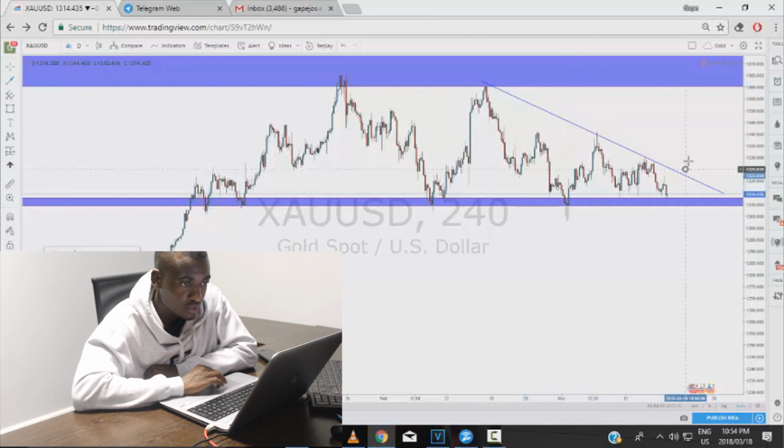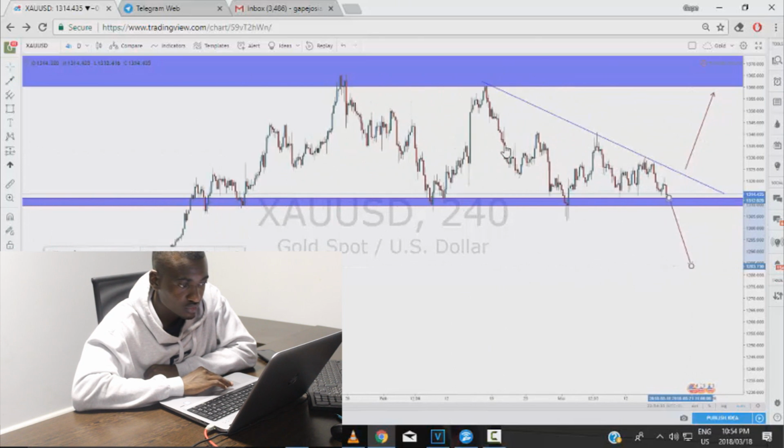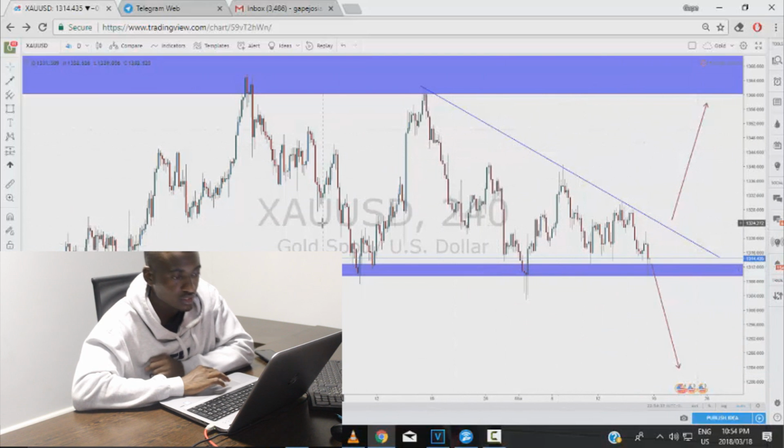If we break on top here, we're going up to that next high. If we break this support, we're going down to around the 1280 region. So it's basically both ways. We just need to wait to trade the breakout.